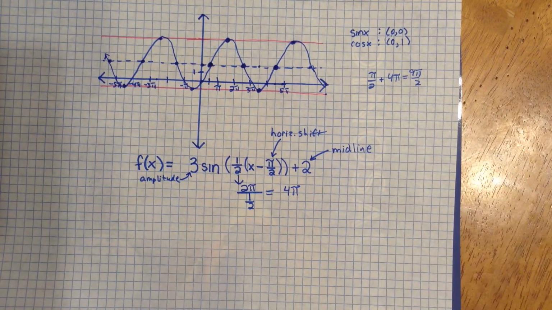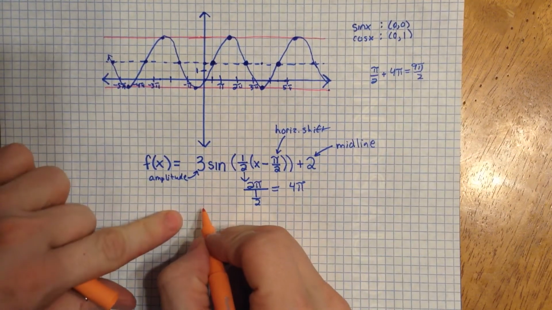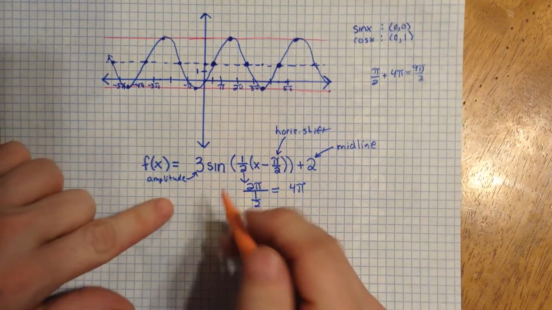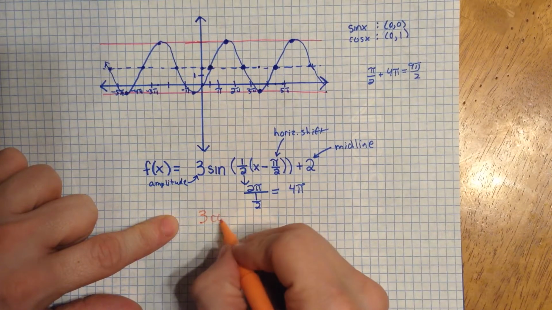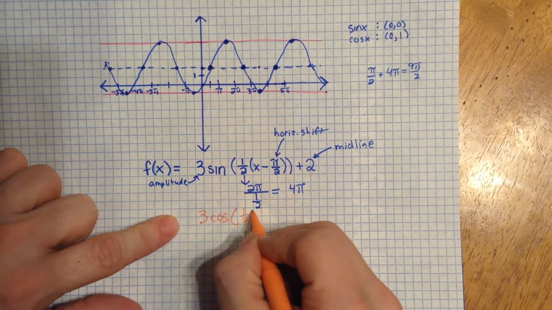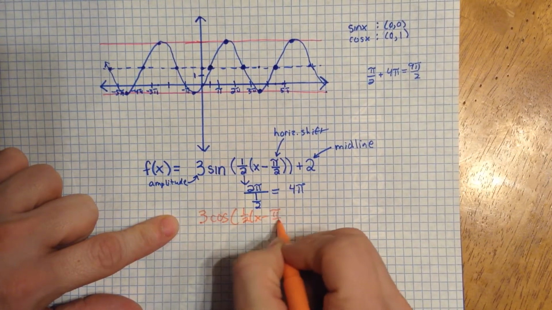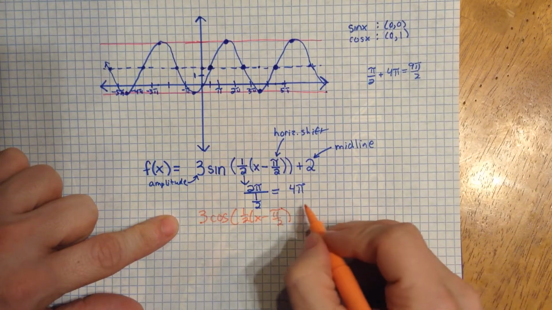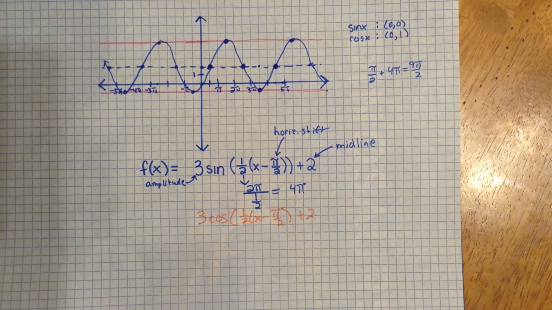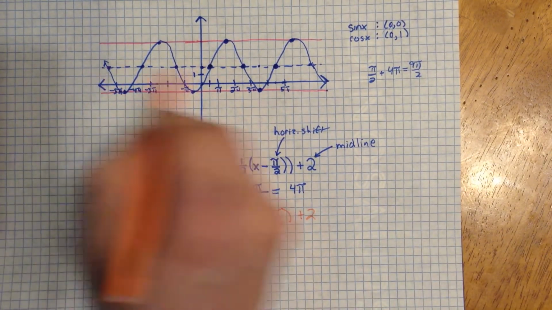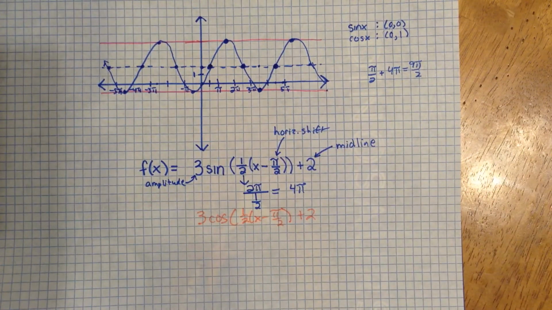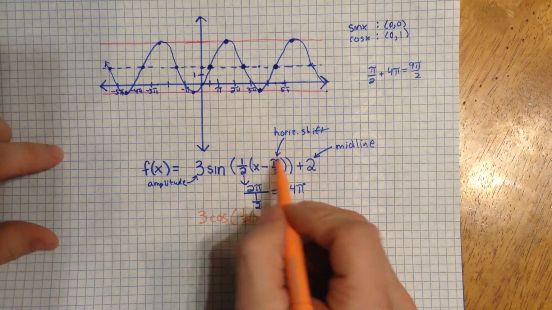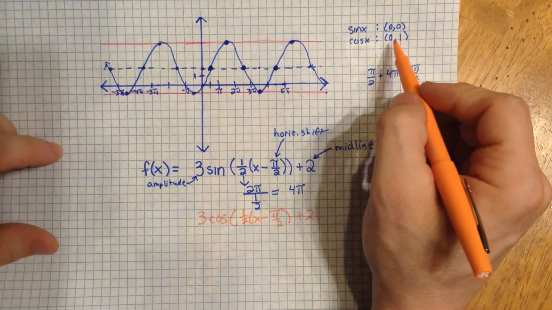Now I'm going to do the same function a lot quicker now because I have all the important information, but we're going to do a cosine this time. I'm going to write that in orange. 3 cosine of 1/2 x minus pi over 2 plus 2. Everything's going to basically be the same. We're going to have the middle line and these two, the amplitude stretched out to the pink lines. That's not going to change. The period's still going to be 4 pi. The only thing that's going to be changing is our starting location of 0, 1.